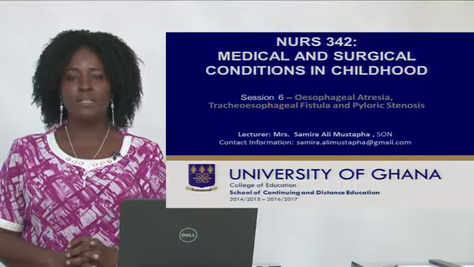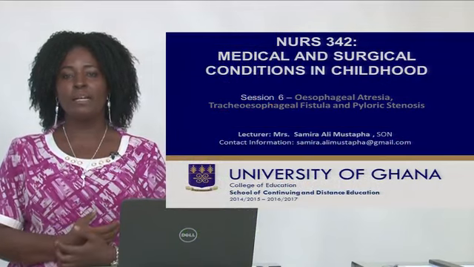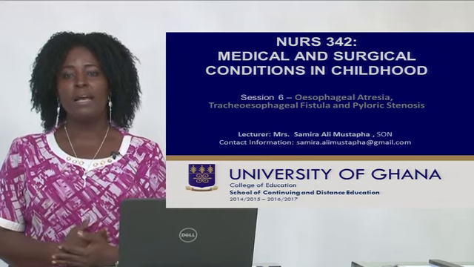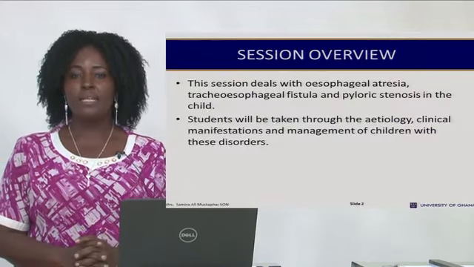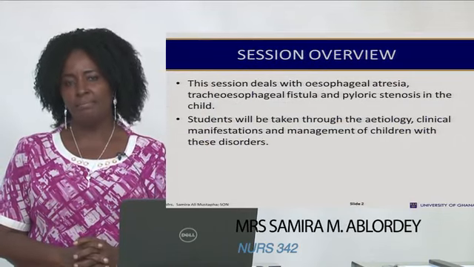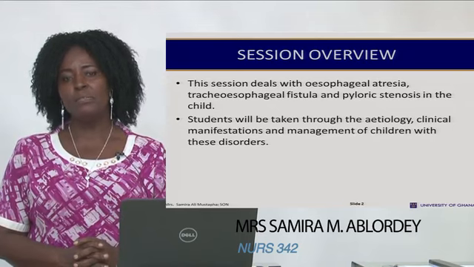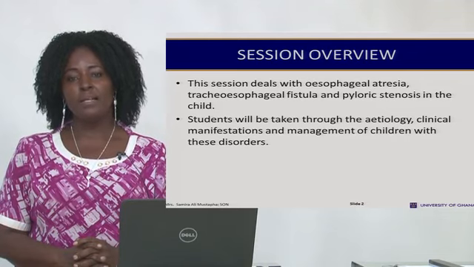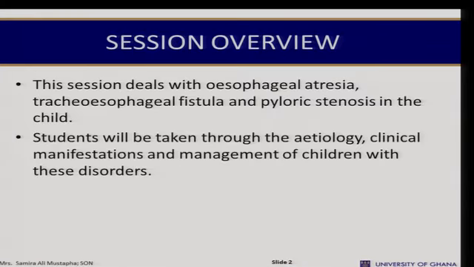Welcome to session 6. We're looking at Oesophageal Atresia and Tracheoesophageal Fistula and Pyloric Stenosis. This session deals with some congenital anomalies of the GIT. Notably among these, we will look at Oesophageal Atresia, Tracheoesophageal Fistula, and Pyloric Stenosis in the child. Students will be taken through the etiology, the clinical manifestations, and management of children with these disorders.